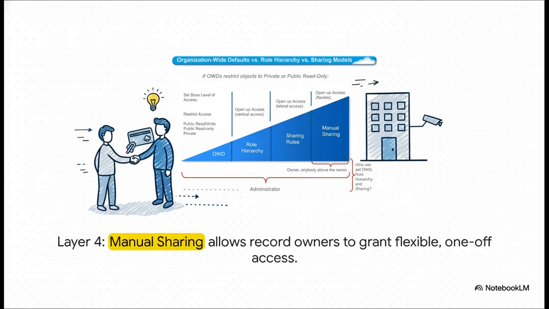And the last layer, layer 4, is manual sharing. This is for all those one-off, unique situations that you just can't predict. It's like you're lending your key card to a colleague from another department for just a little while because you need their help on one specific project. It gives people the flexibility to handle exceptions without having to call building security every single time.